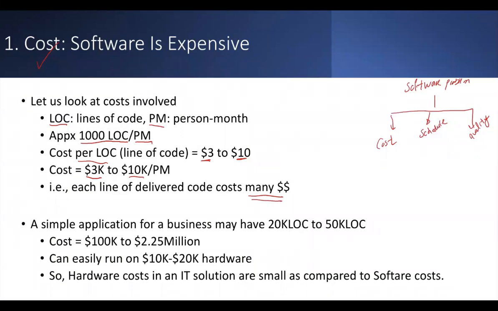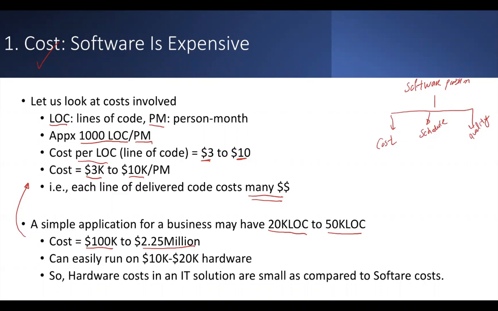A simple application for a business may have 20,000 lines of code to 50,000 lines of code. If we do a little bit of calculation of the associated cost based on the previous assumption, that means we are looking for a cost of $100,000 to a range of $2.25 million. This is really costly.